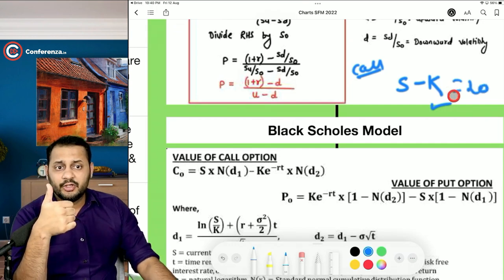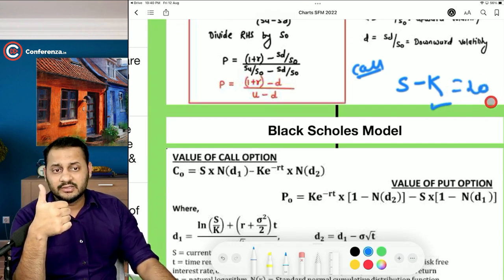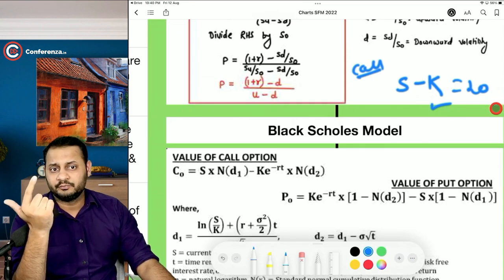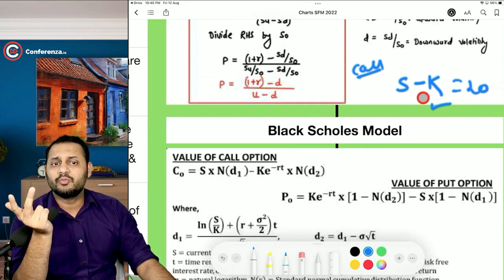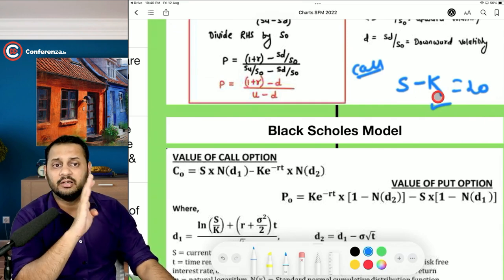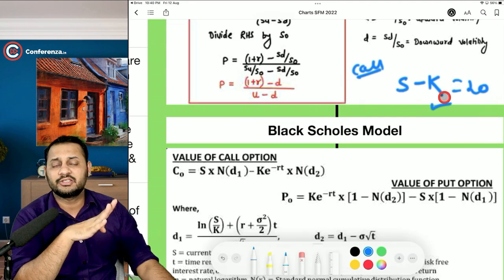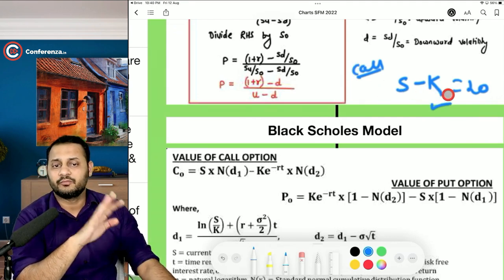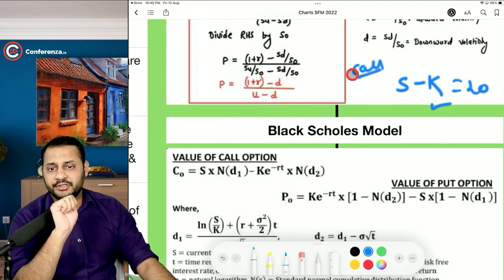That is 20 rupees. In the very beginning, we took 20 as the theoretical market price, and then we realized that we have to include the time value of money. Then we started discounting this 20 rupees in the binomial model. And in this Black and Scholes model also, the base will remain the same, that is S minus K, the spot price minus strike price for the call option. And for the put option? K minus S.